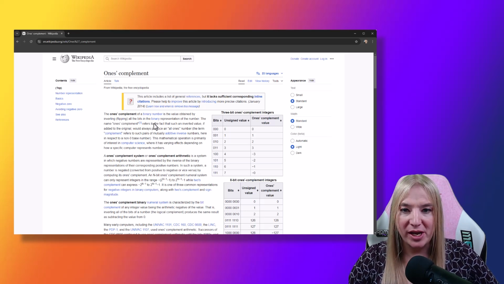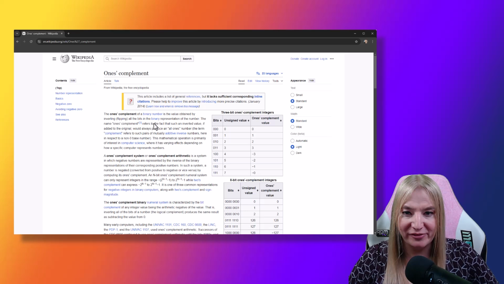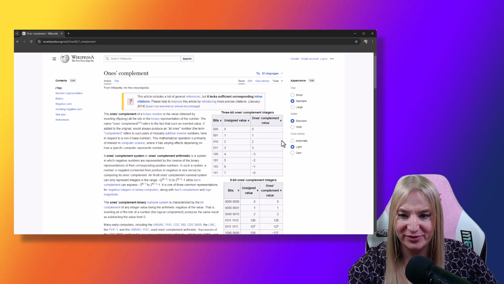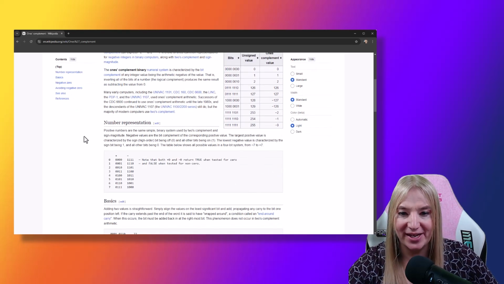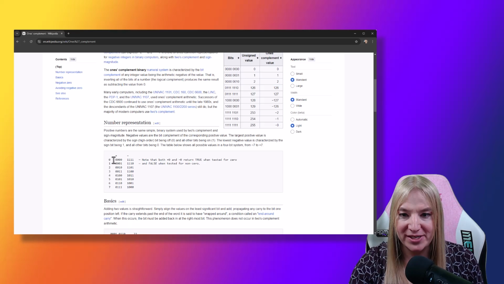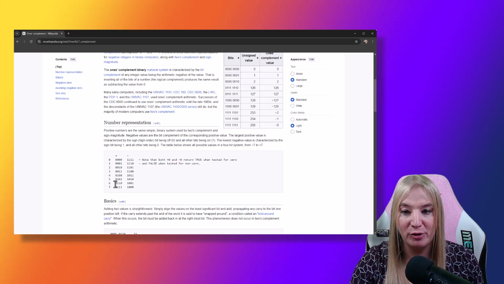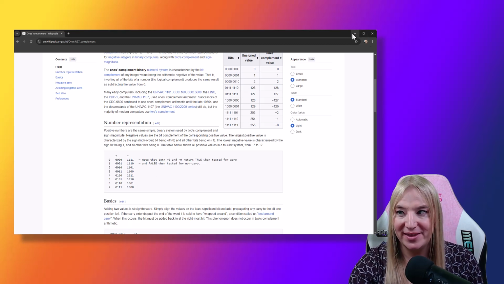In a ones complement number, the most significant digit is usually going to be your sign bit. If it's a 0, it represents a positive number, and if it's a 1, it represents a negative number. You can see in this little example that these are your positive integers and these are your negative numbers, and you'll notice that the negative numbers are the exact opposite of the positive numbers. For example, positive 6 is 0, 1, 1, 0, and negative 6 is 1, 0, 0, 1.